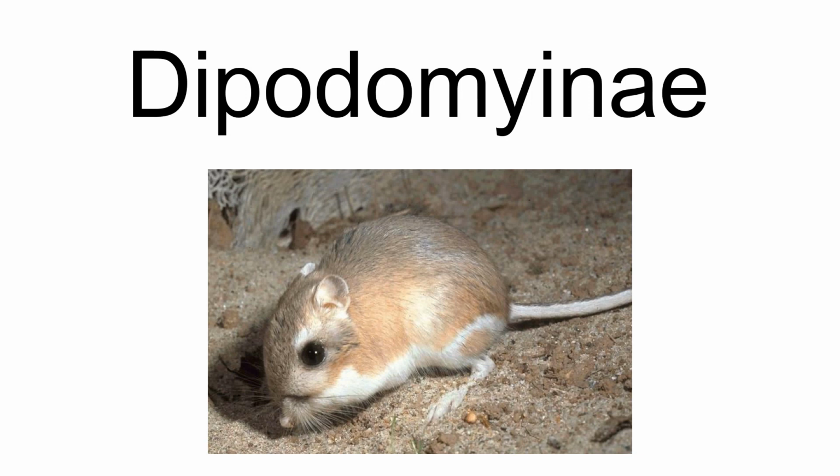Dipodomyinae is a subfamily of heteromyid rodents, the kangaroo rats and mice. Dipodomyines, as implied by both their common and scientific names, are bipedal. They also jump exceptionally well. Kangaroo rats and mice are native to desert and semi-desert ecosystems of western North America from southern Canada to central Mexico. They are generally herbivorous foragers and dig and live in burrows.